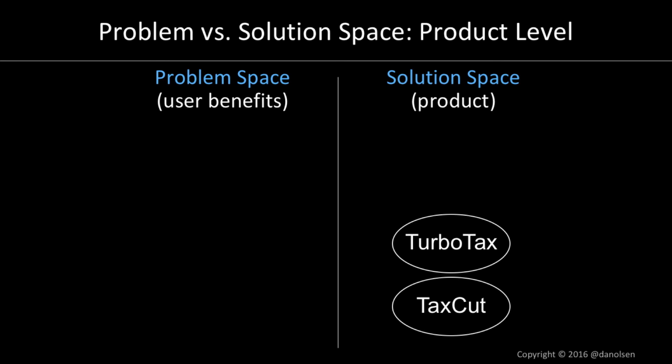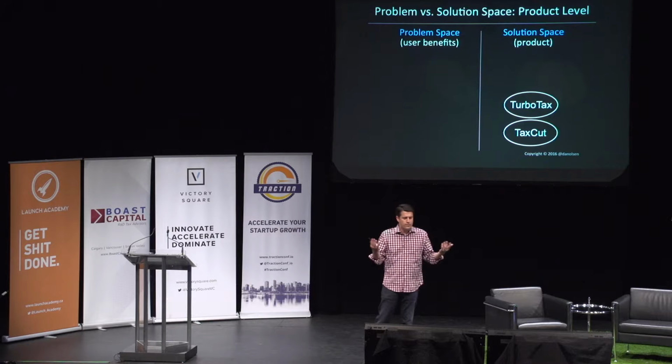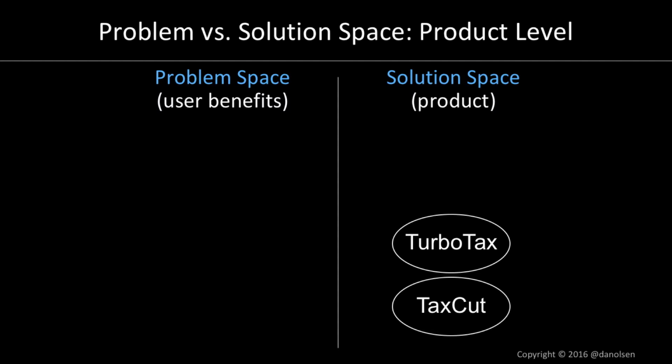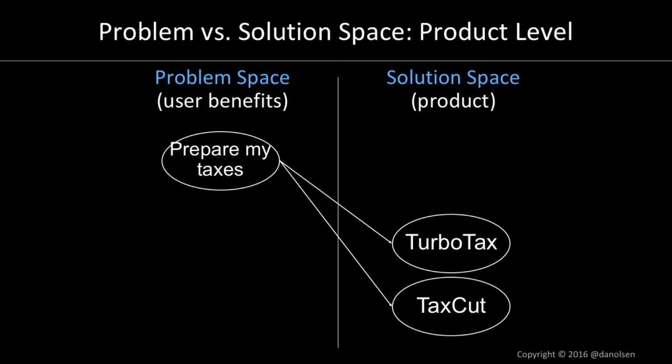We say, great, at a high level, what's the benefit? What do you guys think the benefit that these products provide in the problem space is? Anybody? Get your taxes done, right. And that's what's funny, you guys would all use slightly different words for it, and the problem space is messy like that. So something like prepare my taxes, help me do my taxes, something like that, right?